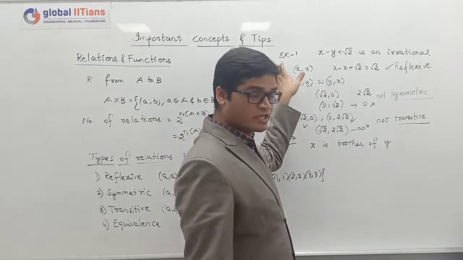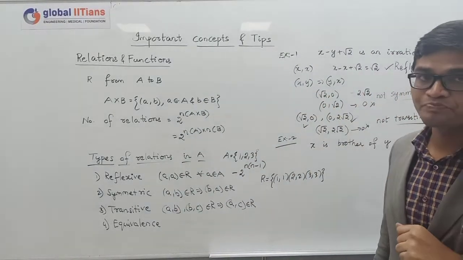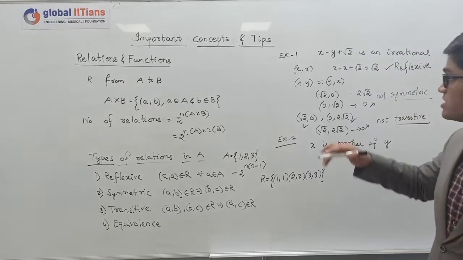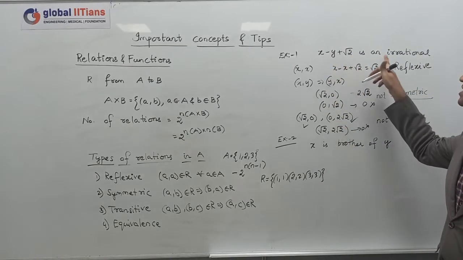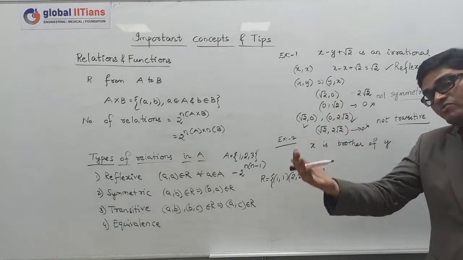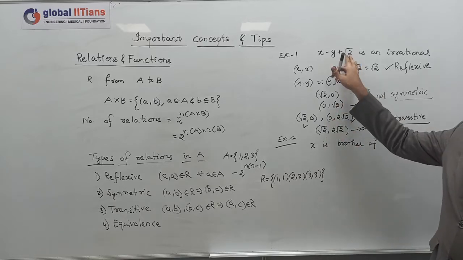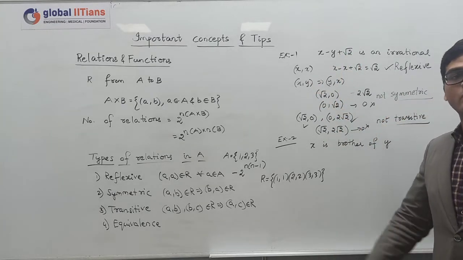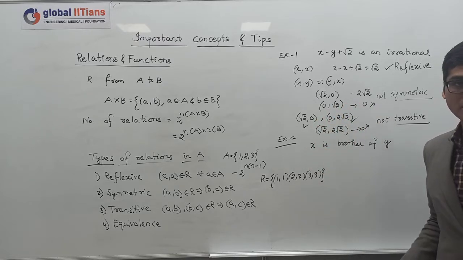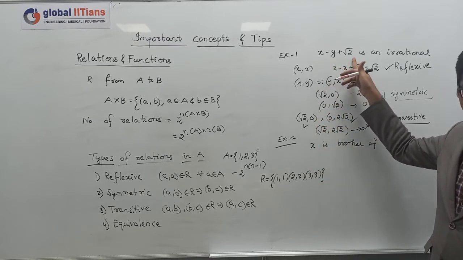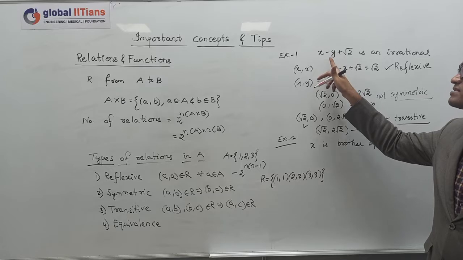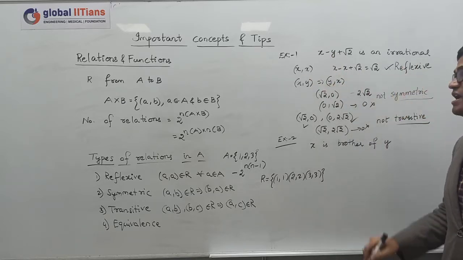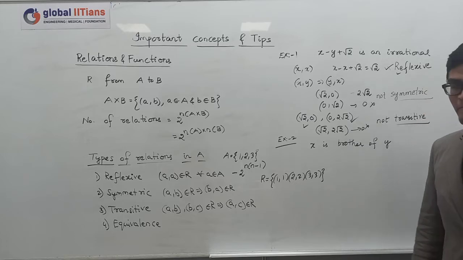The example 1 I am taking here: x minus y plus root 2 is a relation xy, x comma y belongs to real numbers, where x minus y plus root 2 is an irrational number. What type of relation is it? So the first one we are trying to find is whether it is reflexive or not. For the reflexive condition, we substitute the same element x comma x and see whether it satisfies the irrational condition or not. If I take x comma x, x minus x plus root 2, we get root 2. Is root 2 an irrational number? Yes. So we can say it is reflexive.